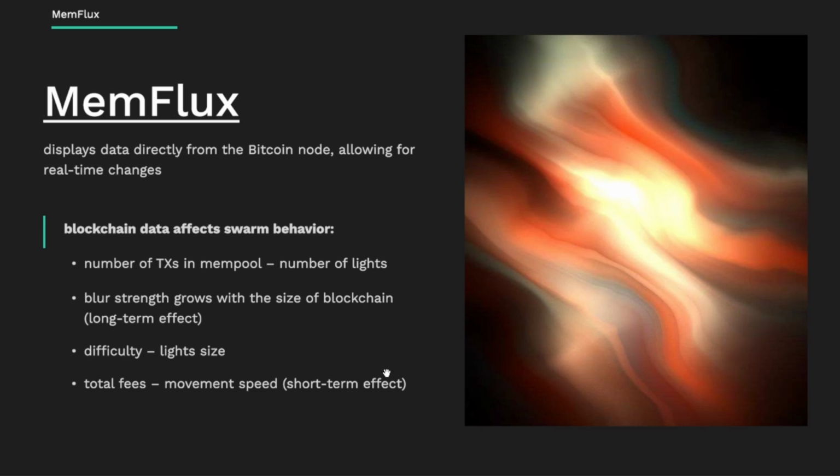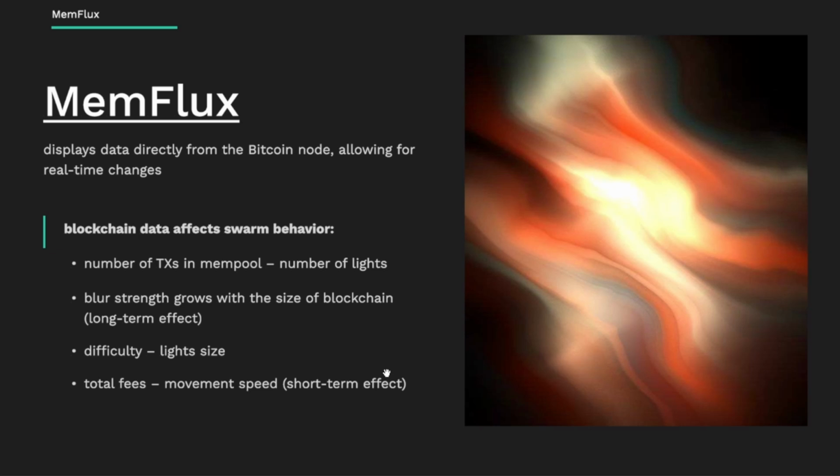And if I'm trying to access the data, it usually needs to have some kind of source, right? So what's the source of data on Bitcoin? That's obviously the node. So Memflux uses BTC RPC API to fetch some data. Some details will be in a minute. But for example, how it affects the artwork. So the number of transactions in the mempool are the number of lights. Blur strength grows with the size of the blockchain.